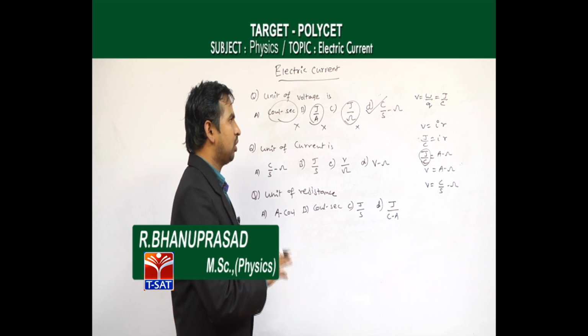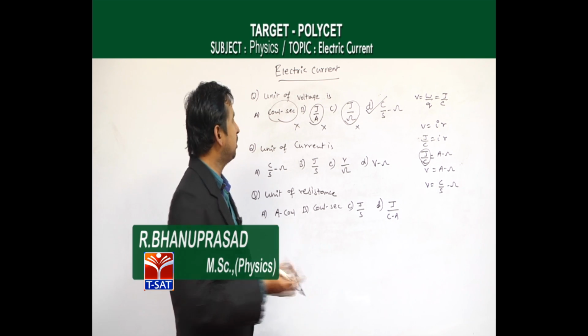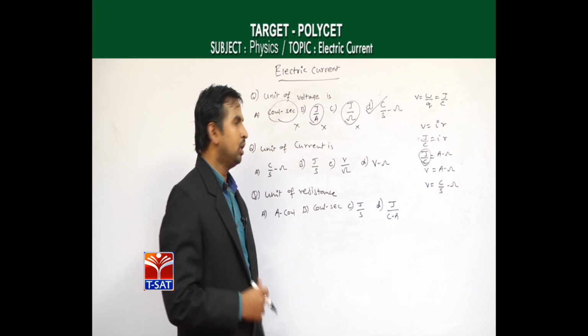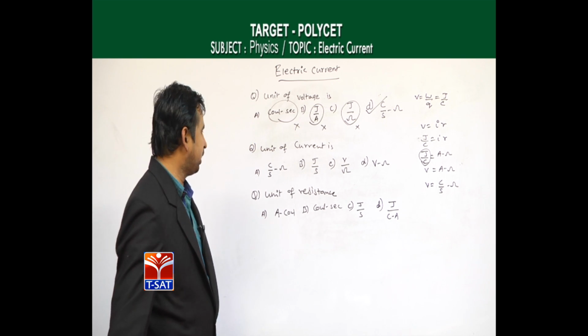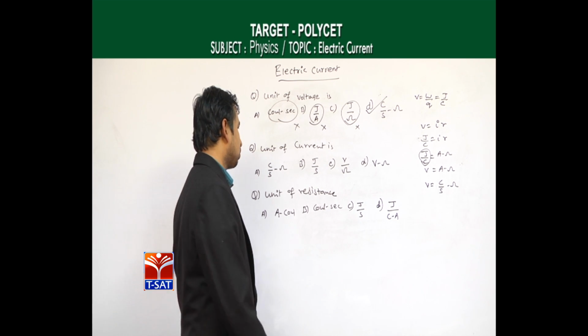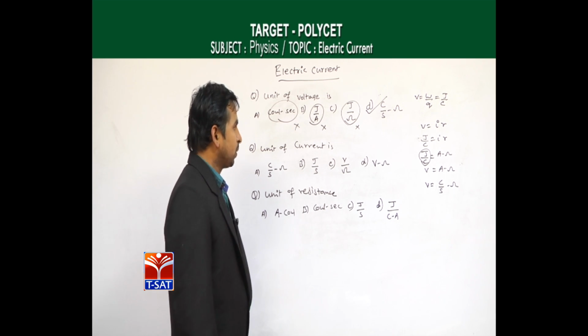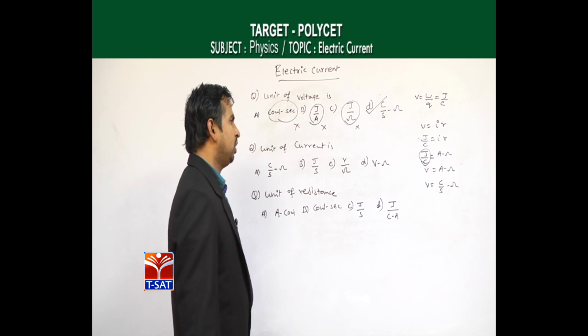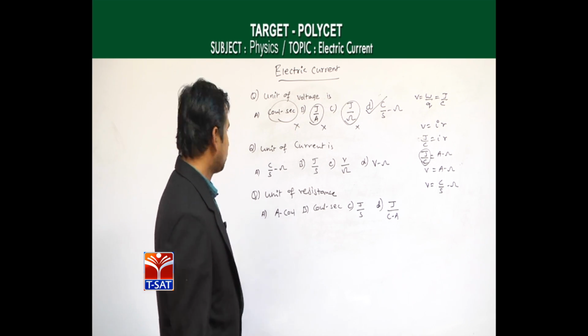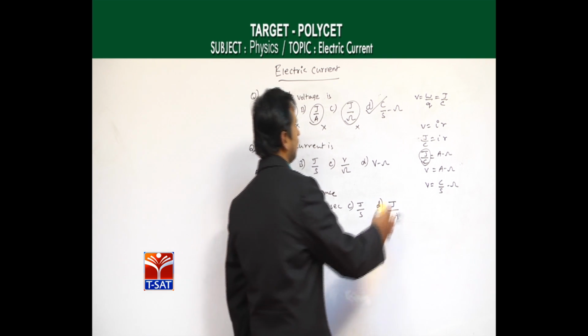From that we can conclude that C by S ohm is the unit of voltage here. Then if you come to the second one, which is about current, the unit of current is given as C by S ohm, joule per second, volt per ampere, that is, volt per ohm, and volt ohm. So this time we are taking the case of current I.